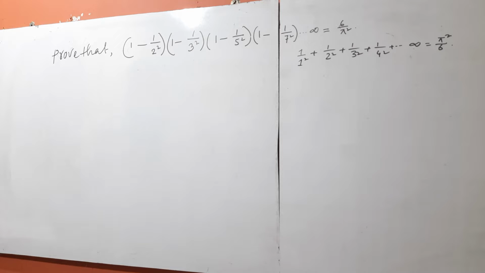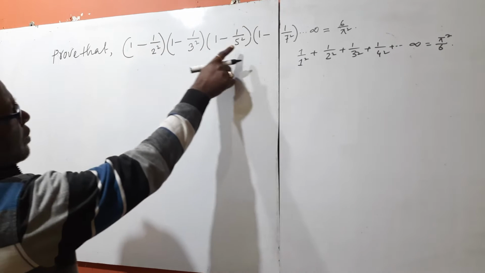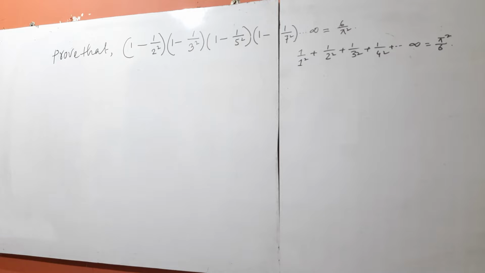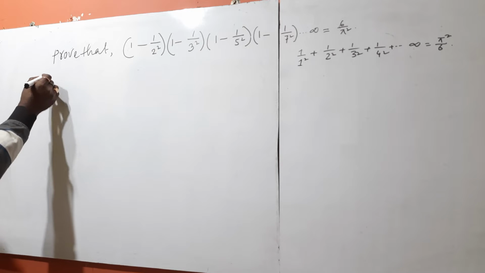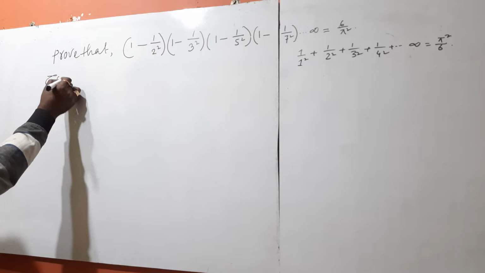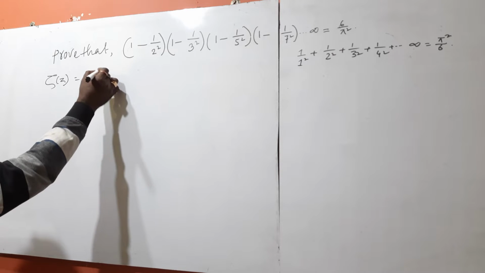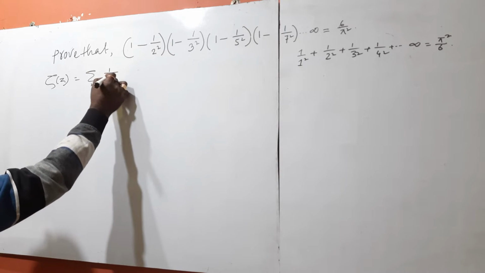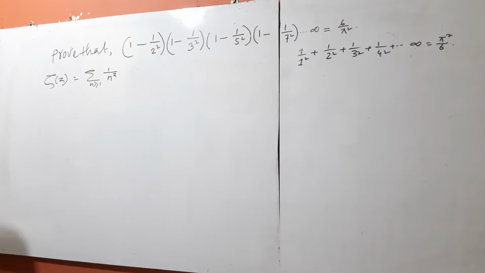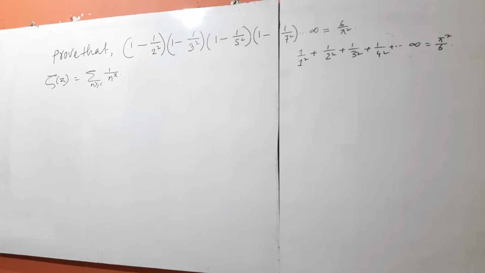Okay, so now for this proof, for this question, I want to use the zeta function, the Riemann zeta function, in the case of prime numbers. See, these are 2, 3, 5, 7, and you know the zeta function is the summation from n greater than or equal to 1 to infinity of 1 over n to the power z. This is the Riemann zeta function.